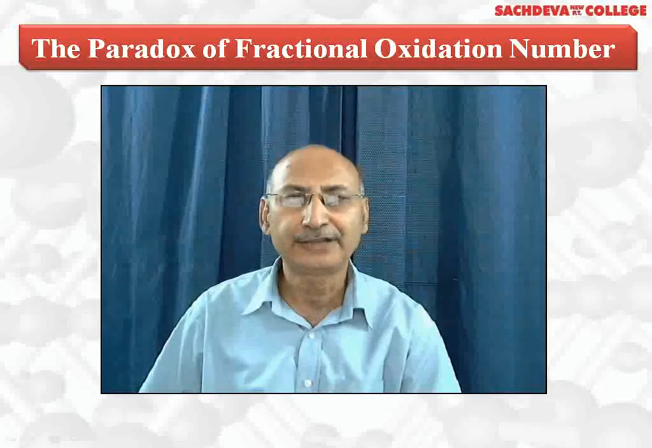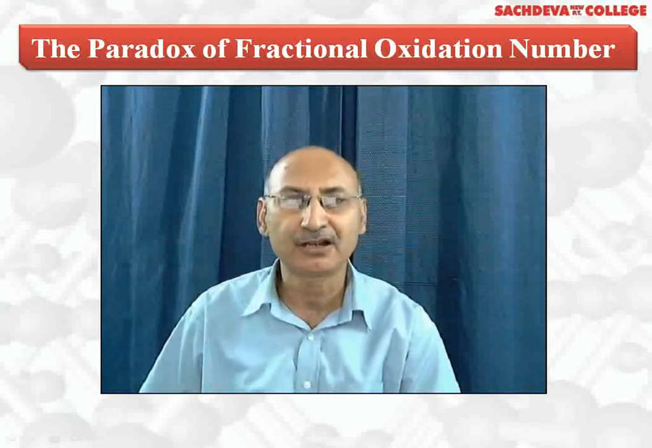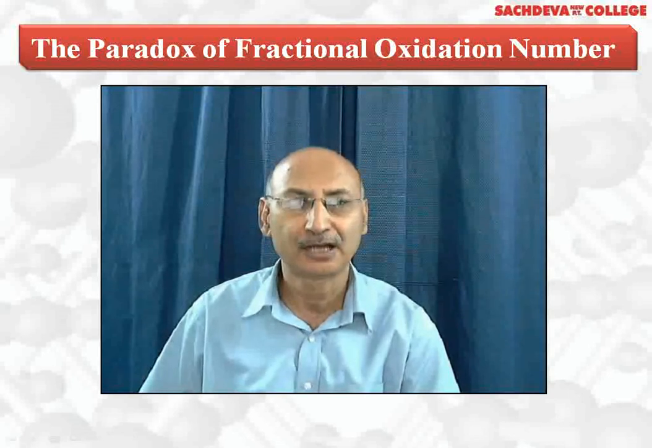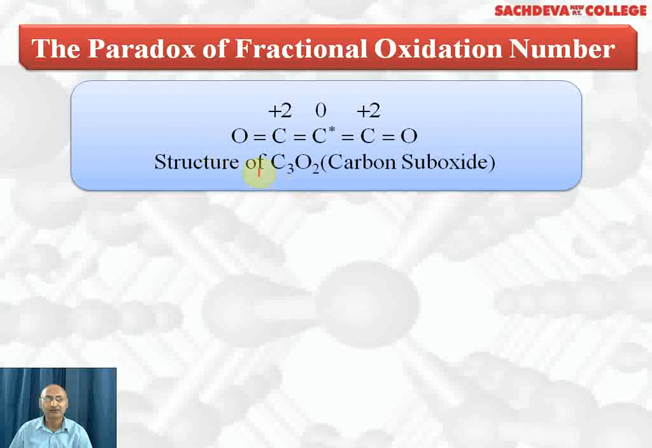Now we are going to take up fractional oxidation number. In many compounds, when you calculate the oxidation number, you will get a fraction. Why you get a fraction, that we are going to explain now. The first compound we are taking is C3O2.